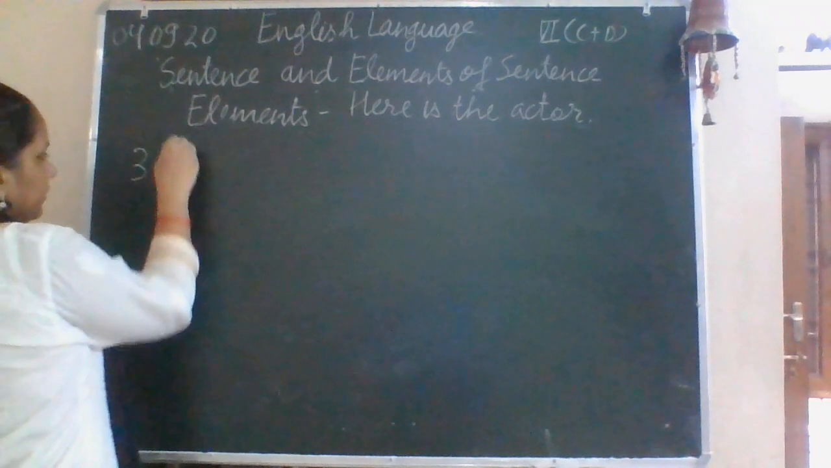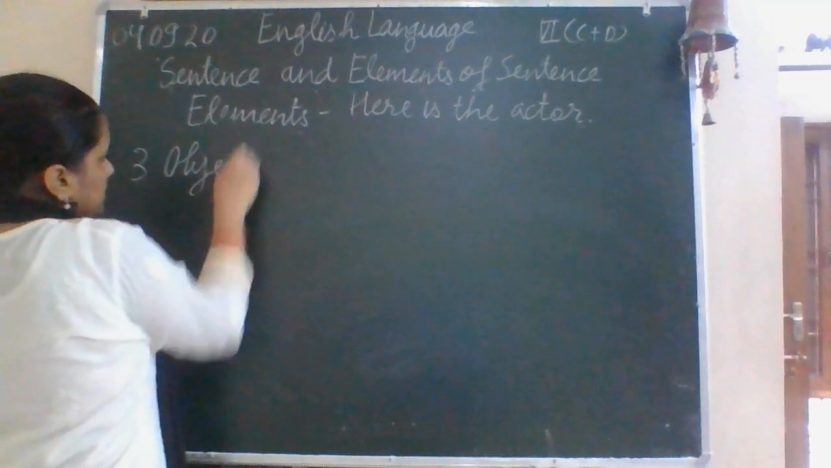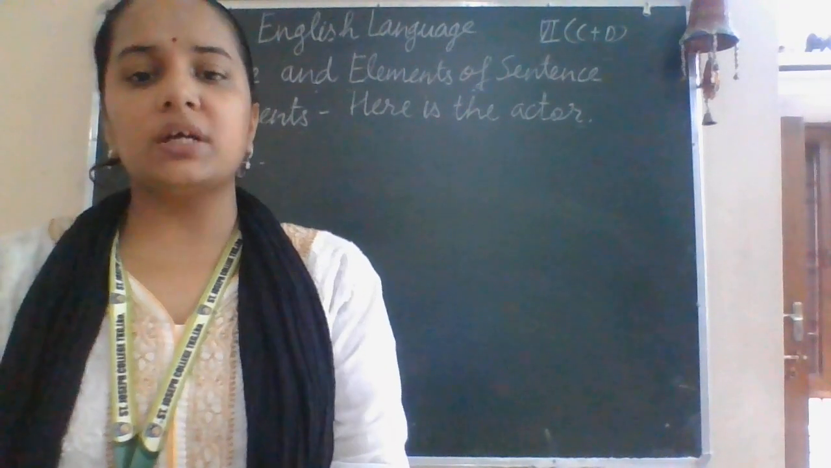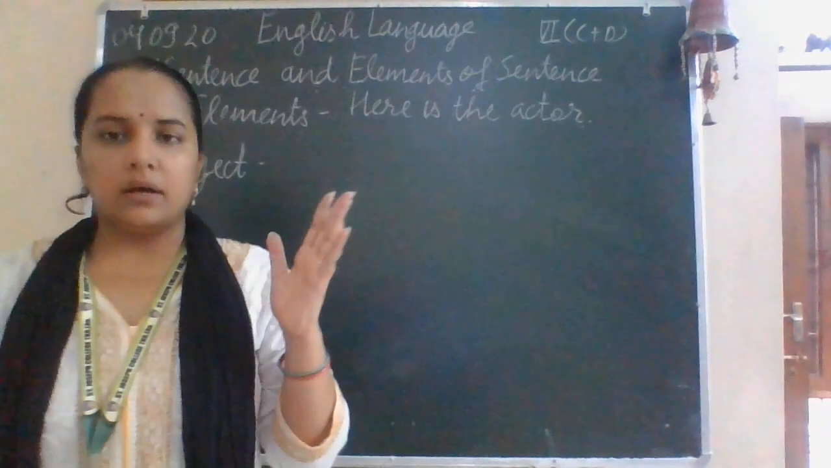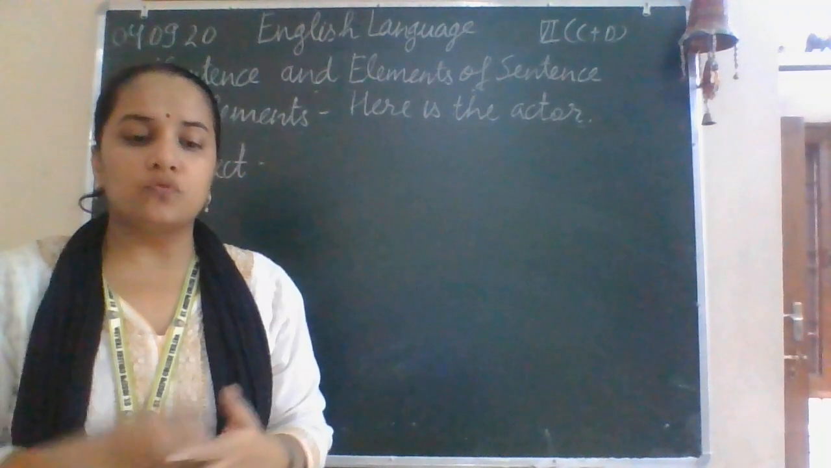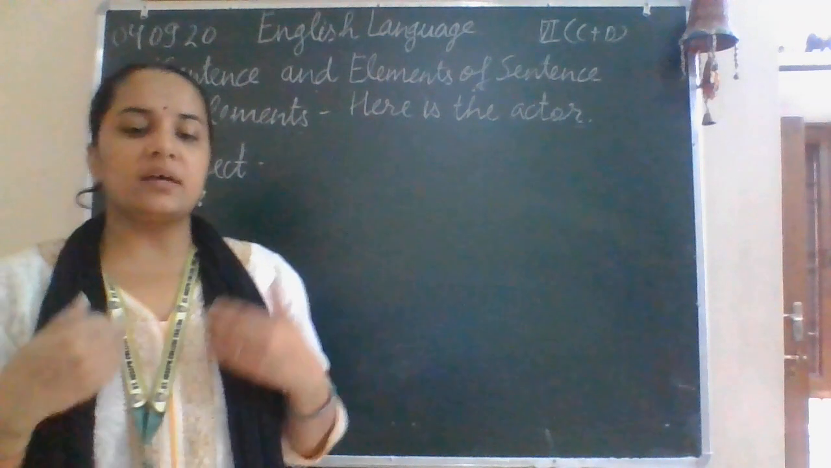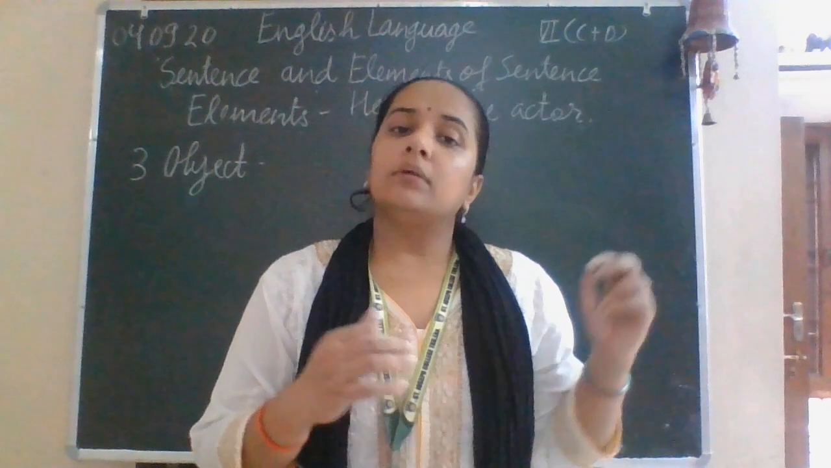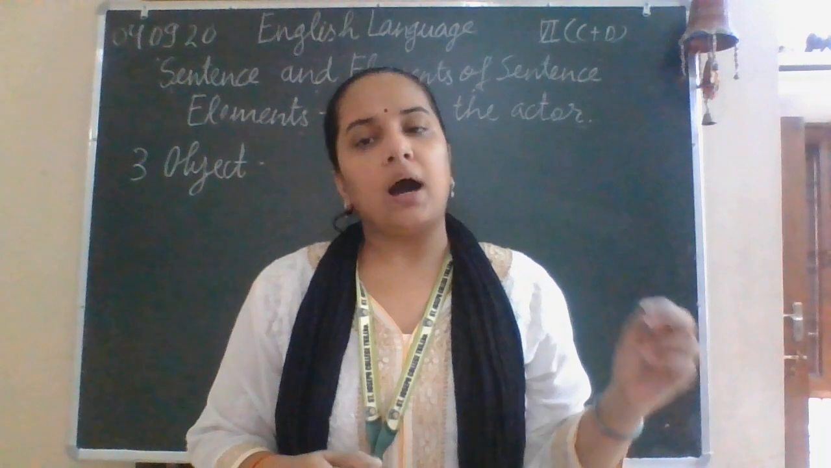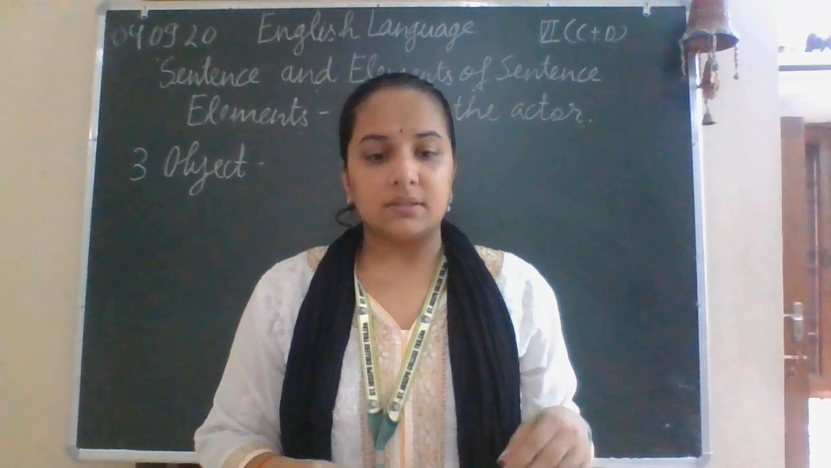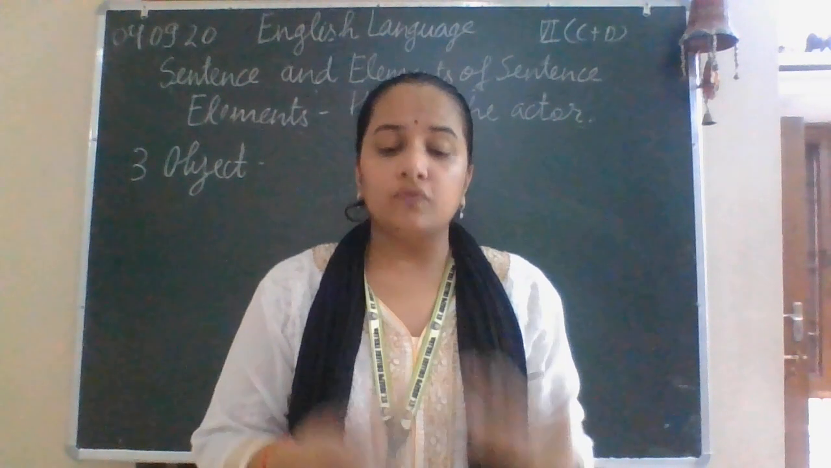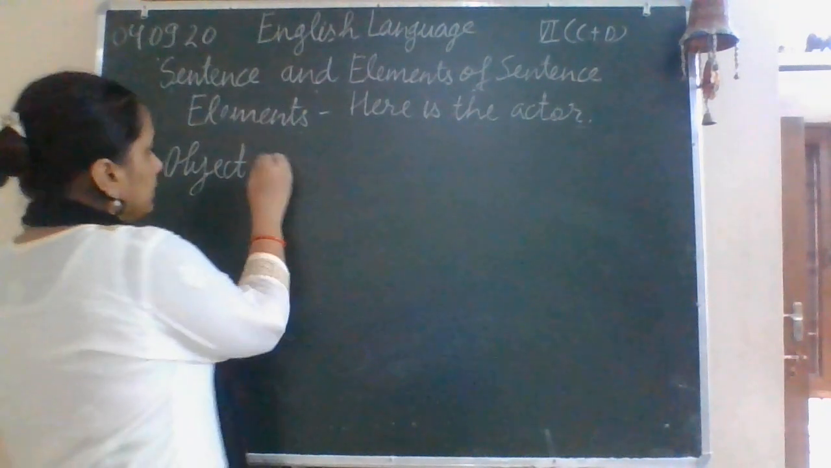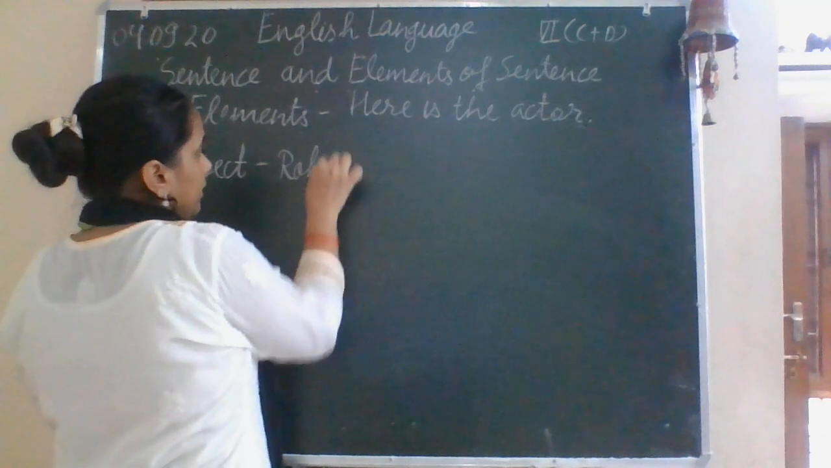The third element of a sentence is the object. What is an object? An object is a person or thing to whom or to which something is done. The other thing about which we are talking in the sentence, the person or the thing to whom or to which something is done, is called an object.